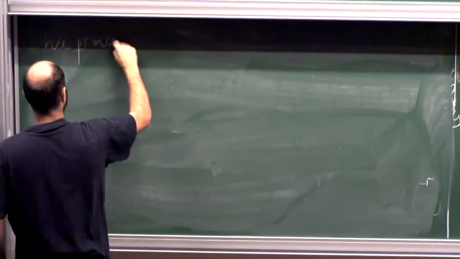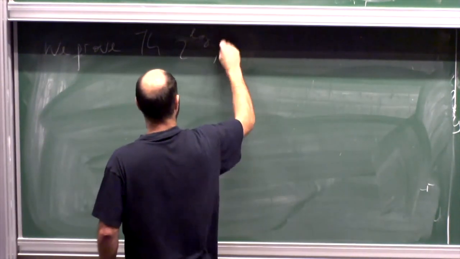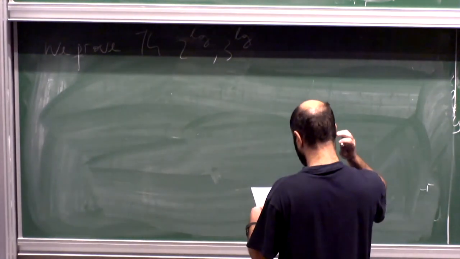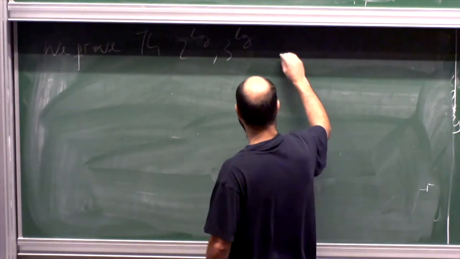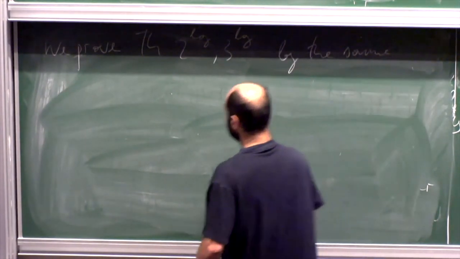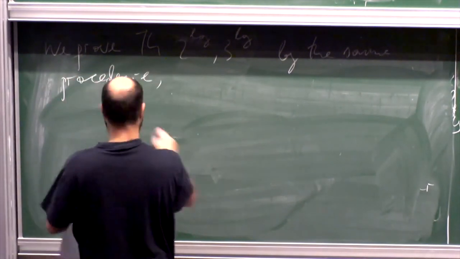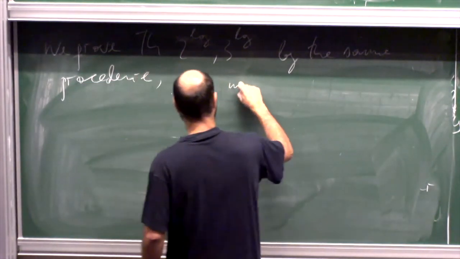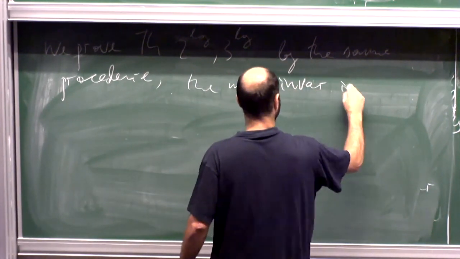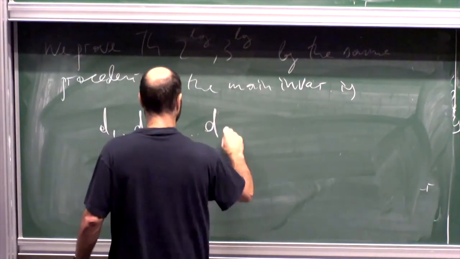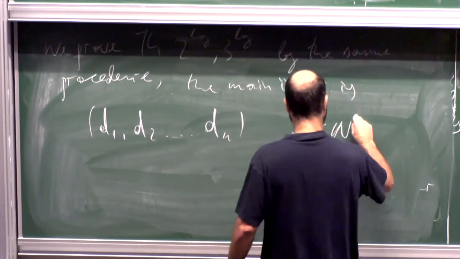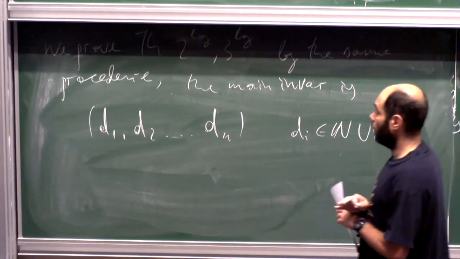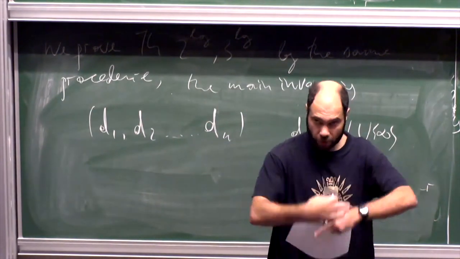Now, in fact, we prove theorems 2 log and 3 log with respect to this notion of order and the obvious generalization of marked ideals, by the same procedure. The main invariant is just d1, d2, dn, where di lives inside the naturals and infinity. So the algorithm simplifies. We don't have to separate from the old boundary. We only have the usual passage to maximal contact, and that's it.